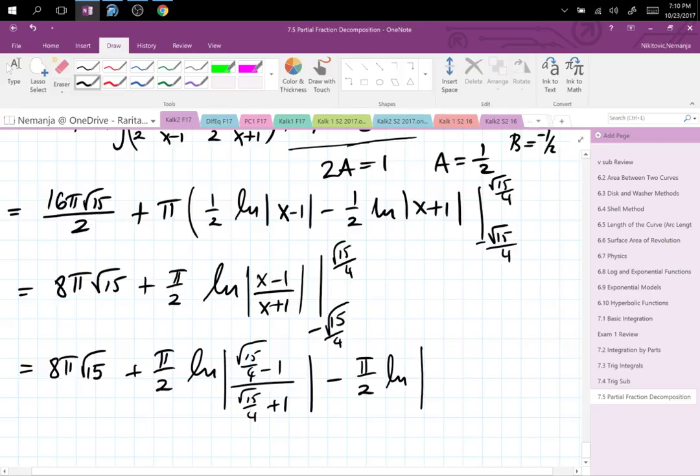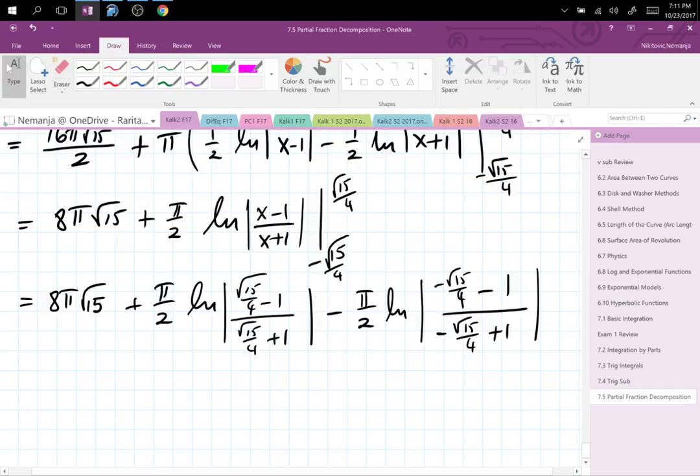ln, and now with the negative we have to be a little bit careful, so that's negative root 15 over 4 minus 1 divided by negative root 15 over 4 plus 1. All we need to do is to compute this and we're done. Easy. Or we can just call it done now.